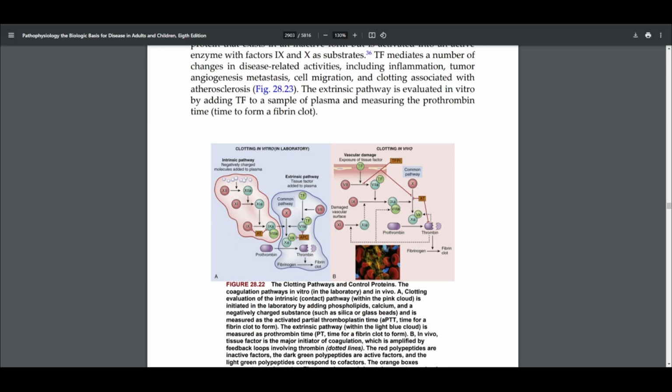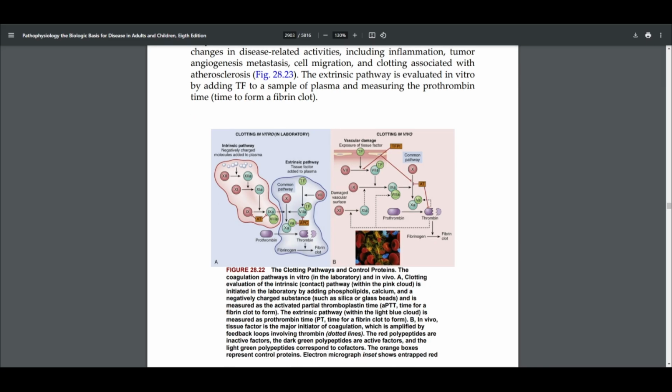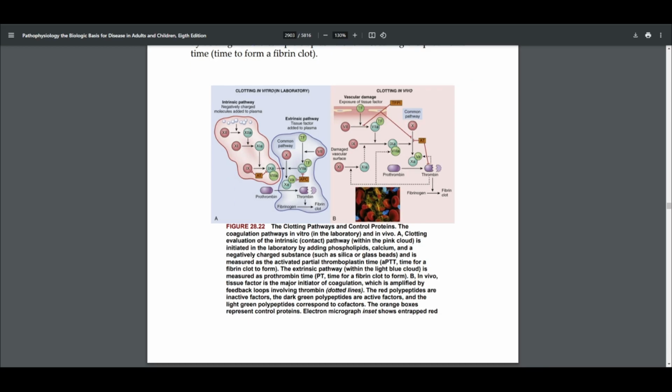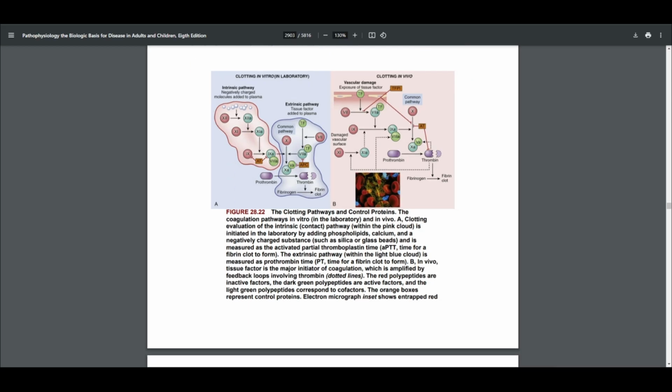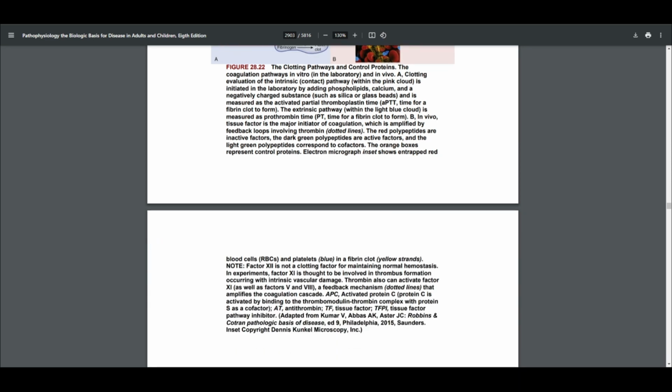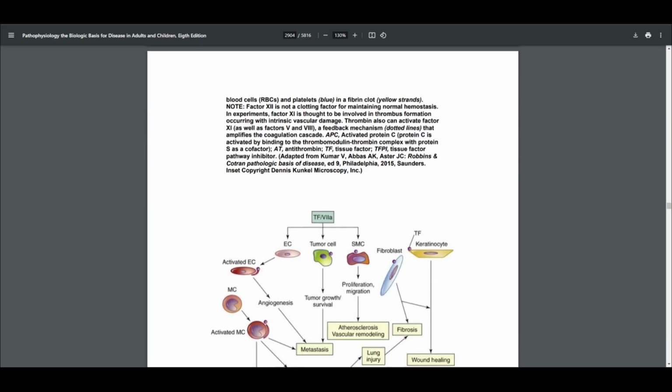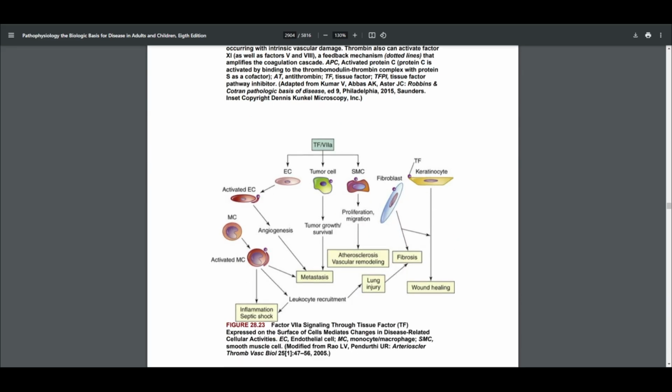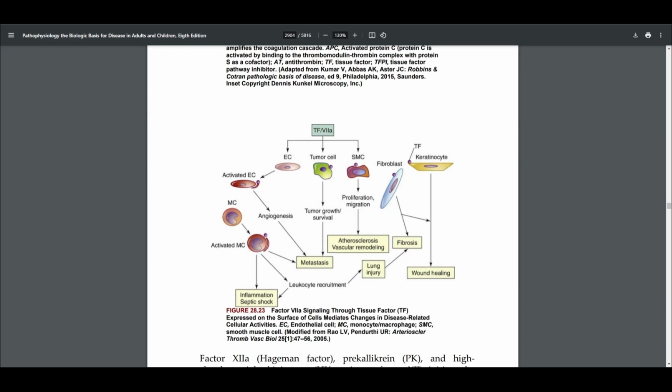The extrinsic pathway is evaluated in vitro by adding TF to a sample of plasma and measuring the prothrombin time. So here you're taking a look at the clotting pathways and control proteins. A good spot to hit pause. And then the second section here shows the factor VIIa signaling through the tissue factor.